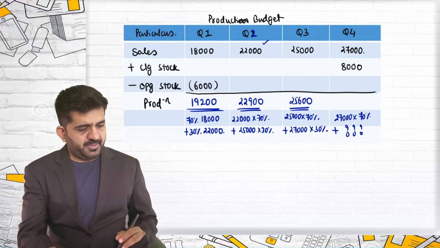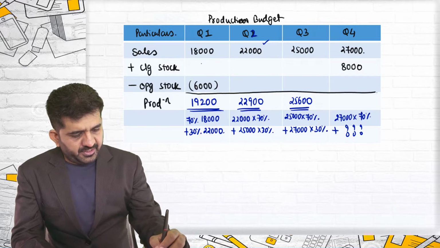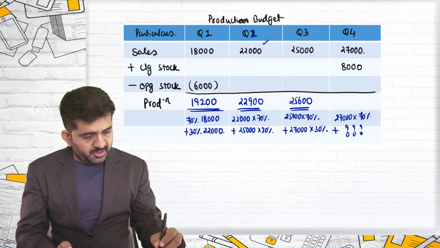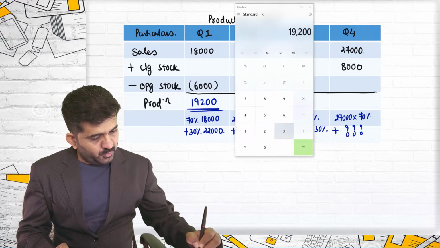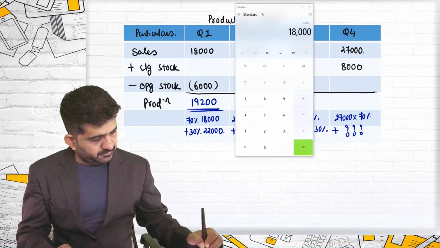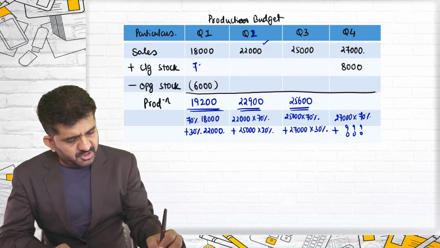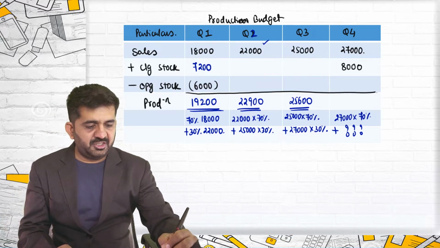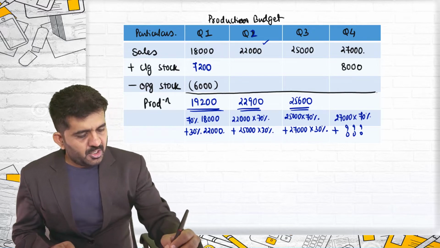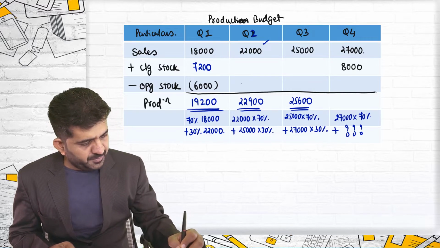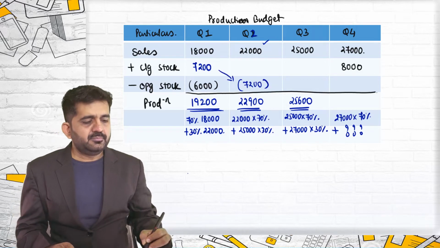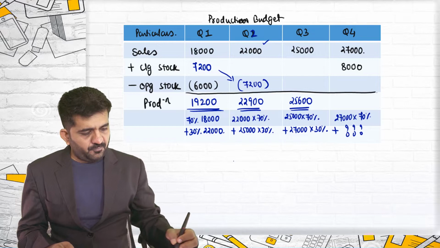So let me calculate my production budget. In quarter 1, I can easily find out my closing stock because that is the only missing figure. So it will be 19,200 plus 6,000 minus 18,000, which is 7,200. You can just verify whether my answer is correct or not. 18,000 plus 7,200 minus 6,000 should be 19,200. Closing stock of quarter 1 will become opening stock of quarter 2, 7,200.